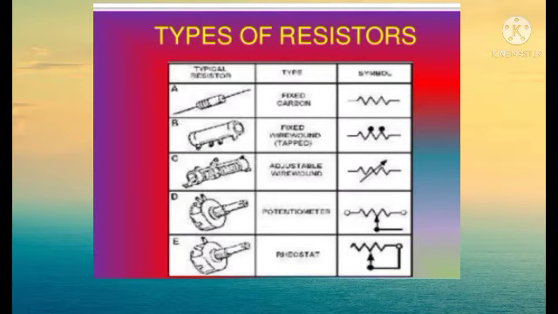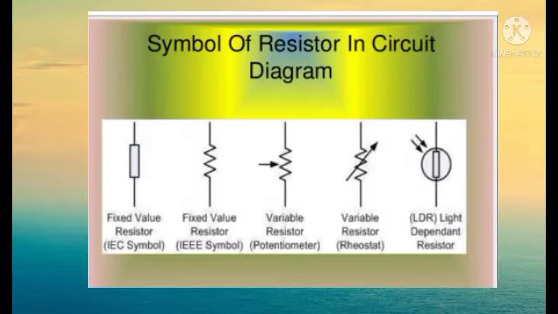There are different types of resistors. The figure shows the different types of resistors: fixed carbon resistor, fixed wire wound resistors, adjustable wire wound resistors, potentiometers and rheostat. The figure shows the construction and the symbol of different types of resistors. In the circuit, we have to use different components and there we have to use their symbols. So the symbols of resistors in the circuit diagram are as shown in the figure.